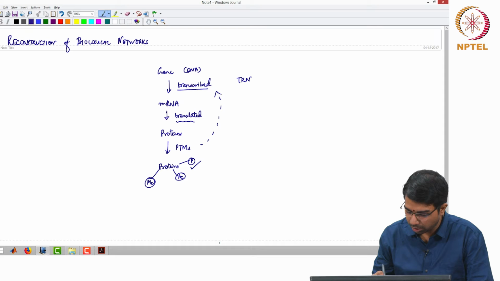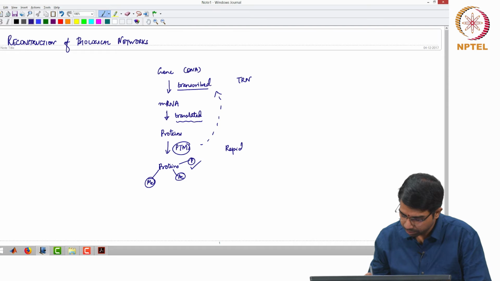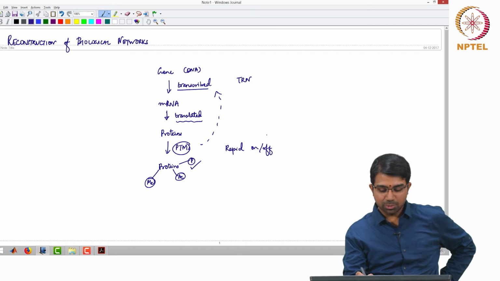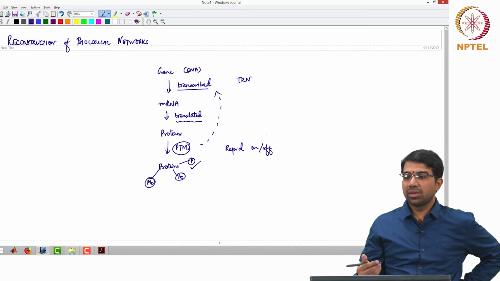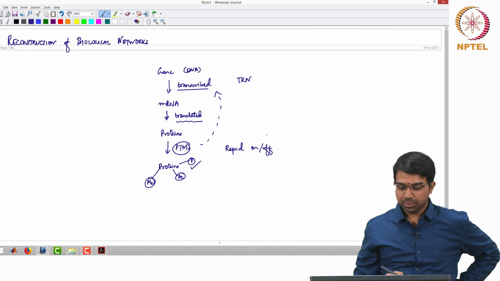This is not that common, translational. This is very, very useful. This is used for rapid on off. Phosphorylation is an excellent switch, and this is the most common device, if you will, in signaling, as we will see shortly, right.